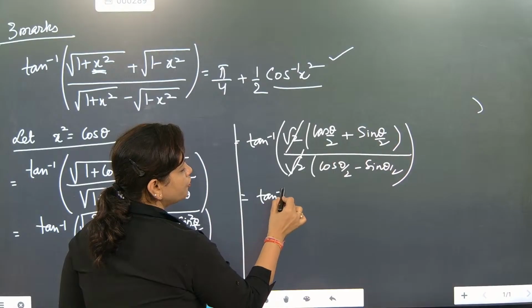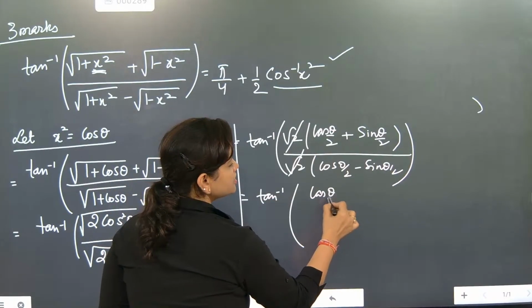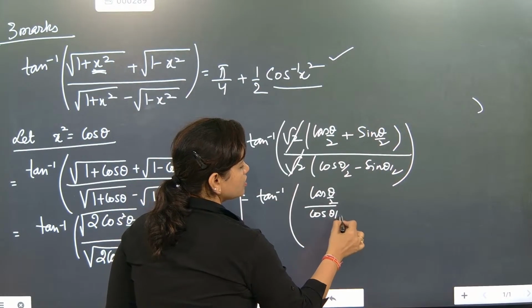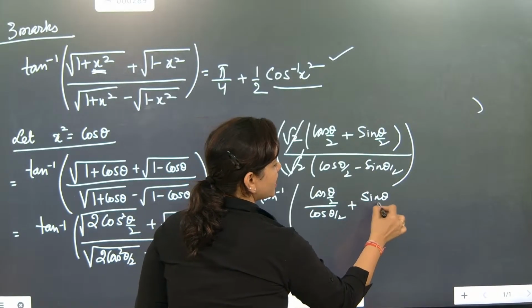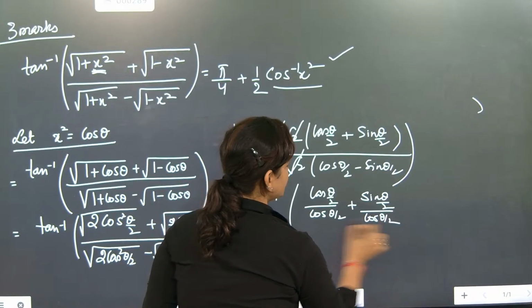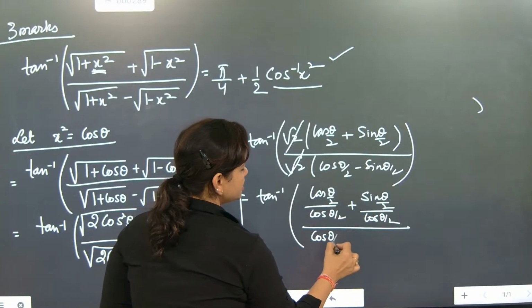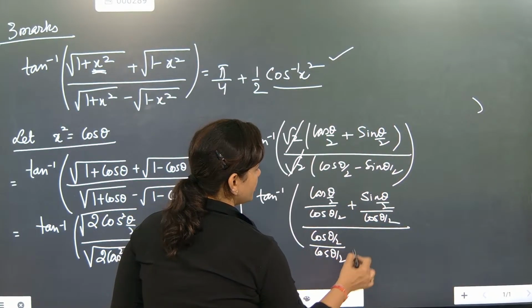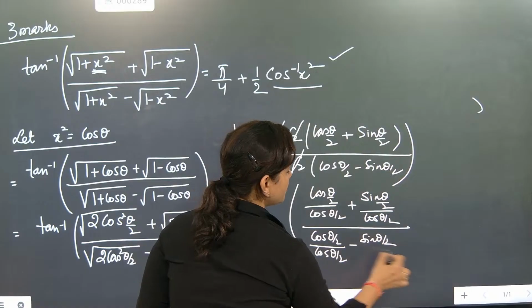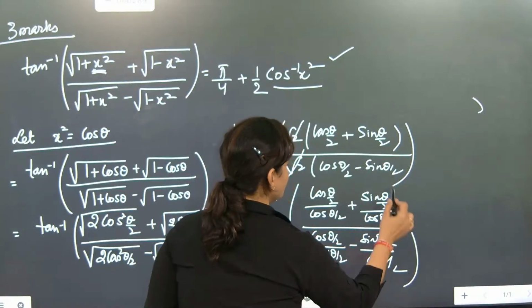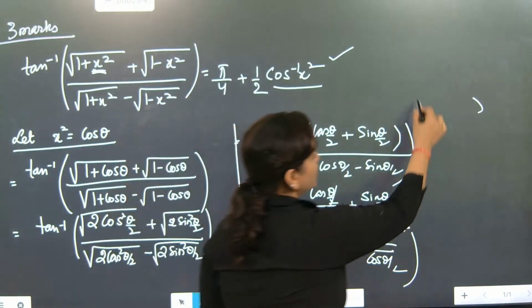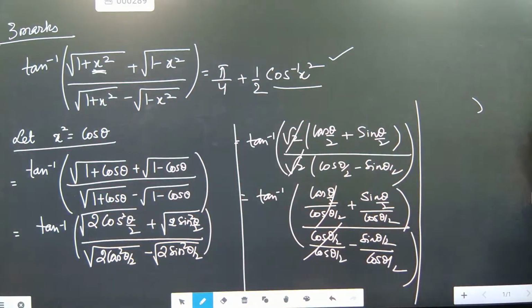We will divide the full numerator, cos theta by 2 by cos theta by 2, plus sin theta by 2 by cos theta by 2. Here again, cos theta by 2 by cos theta by 2, minus sin theta by 2 by cos theta by 2. This will become what? Cancelled. Now you are having the last step. Please kindly check this one out. It will become tan inverse of 1 plus tan theta by 2 by 1 minus tan theta by 2.